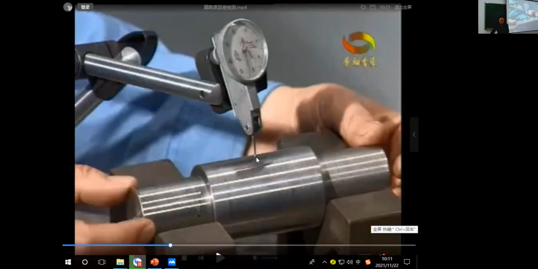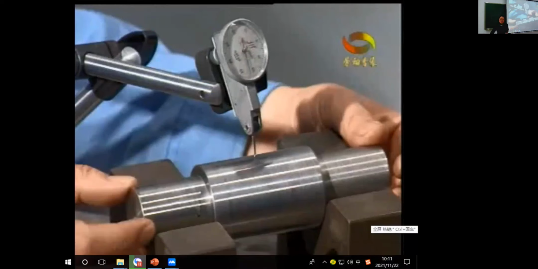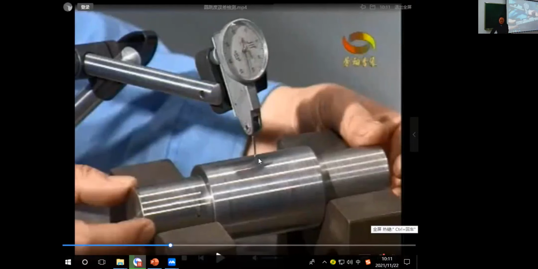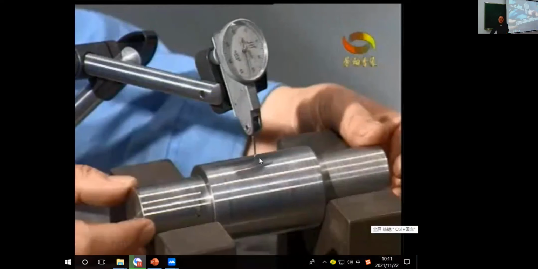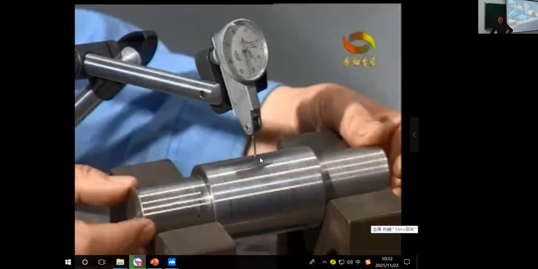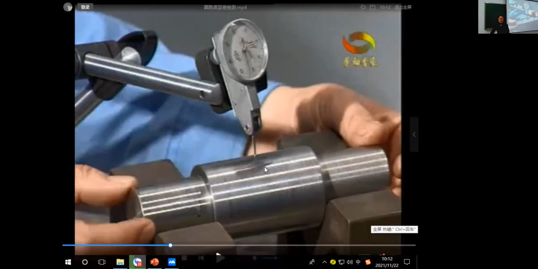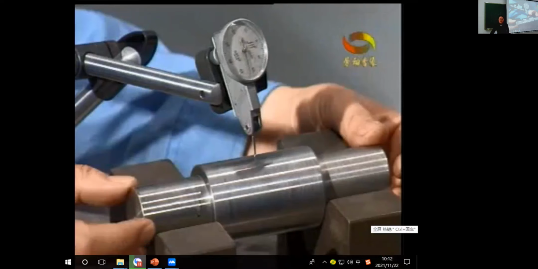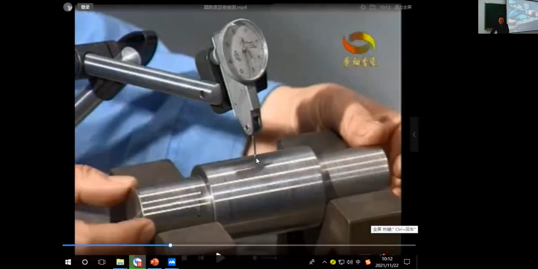This is the surface. Actually, why do we have to measure more than one point? Because this is a circular runout, and also there is a total runout. When he measures, the shaft rotates a circle, 360 degrees, right?